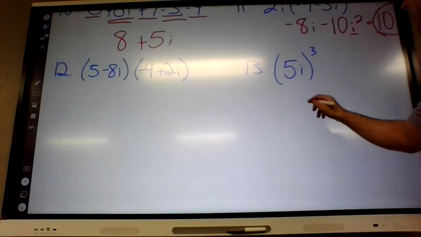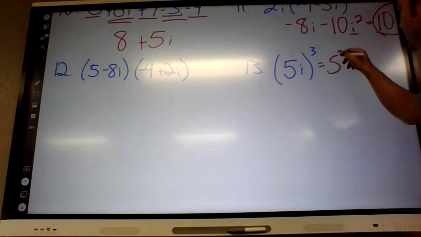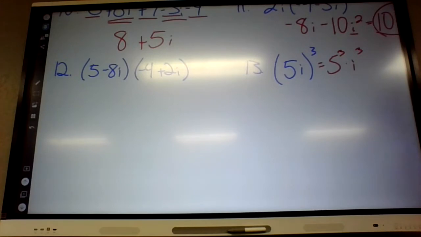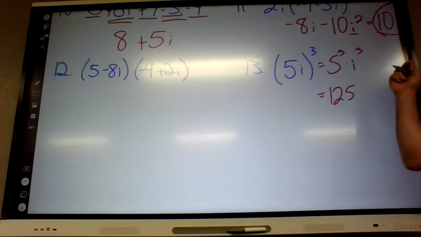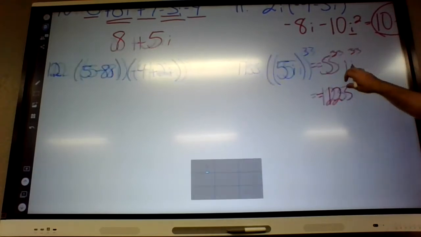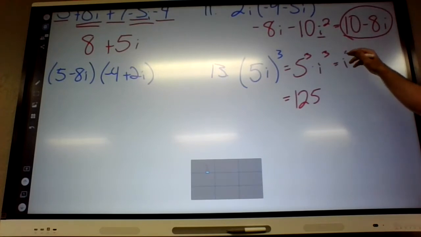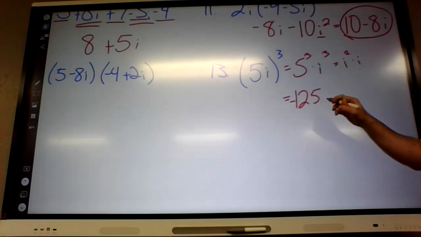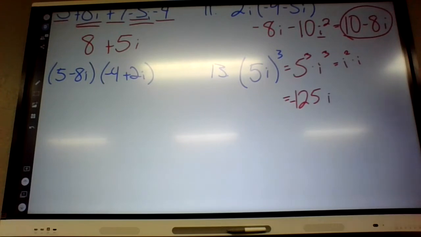Well, this equals 5 cubed times i cubed. It's like 5i times 5i times 5i. It's 5 times 5 times 5i times i times i. You might not remember what i cubed is, but i cubed is basically i squared times i. And what's i squared? Negative 1. So it's just negative 1i. So it's negative 125i.